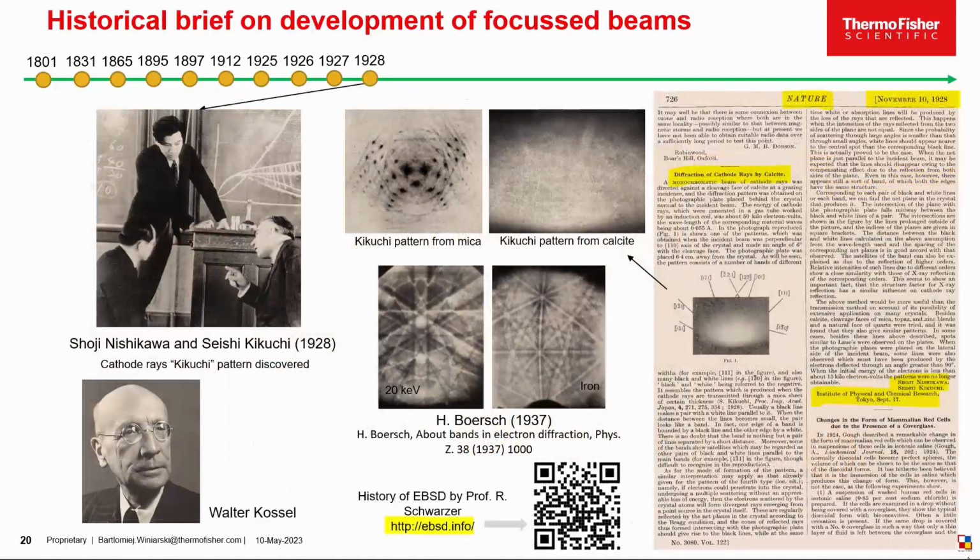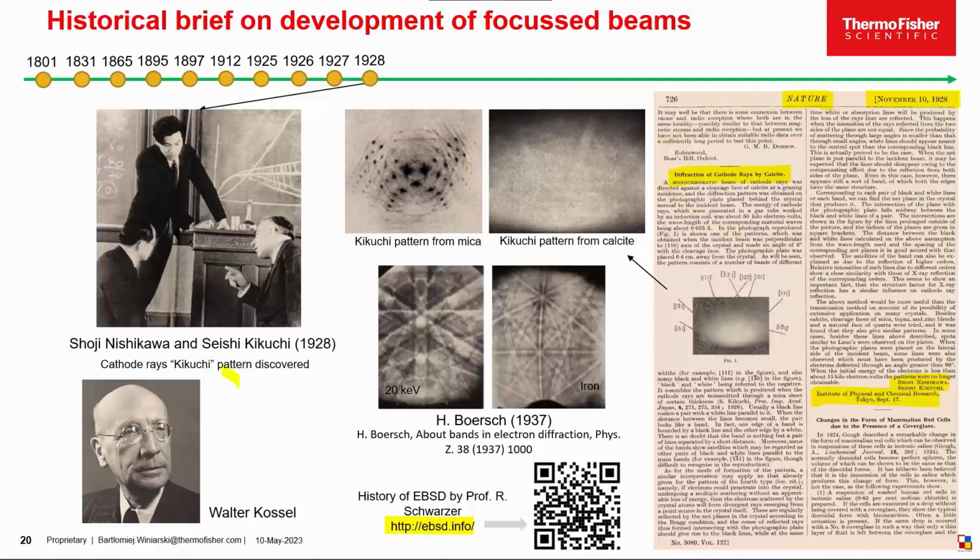Now we are getting closer to the EBSD and TKD as we know today. Shoji Nishikawa and Seiichi Kikuchi discovered patterns of cathode rays from a calcite and recorded on a photographic plate, now well known as electron backscatter Kikuchi pattern. On the right we see the original paper published in Nature by Nishikawa and Kikuchi.